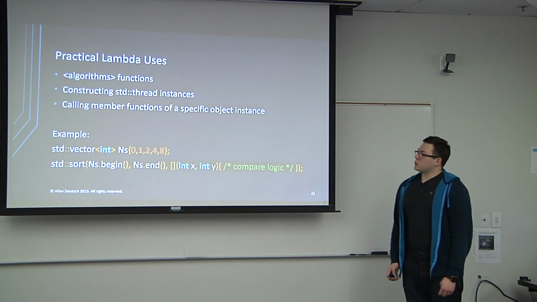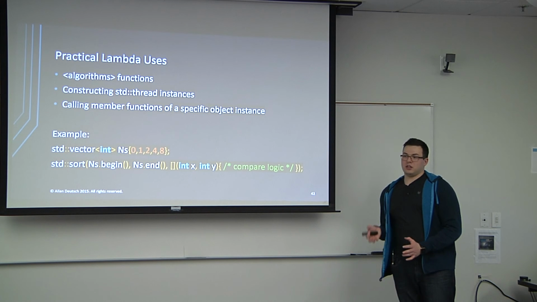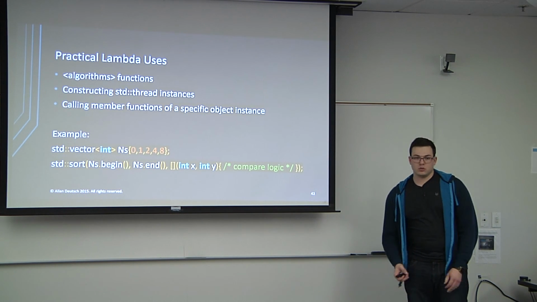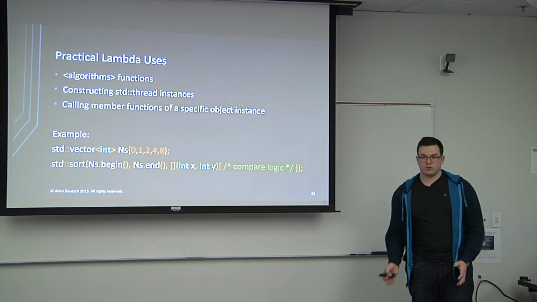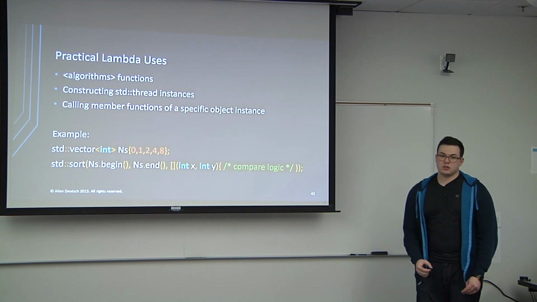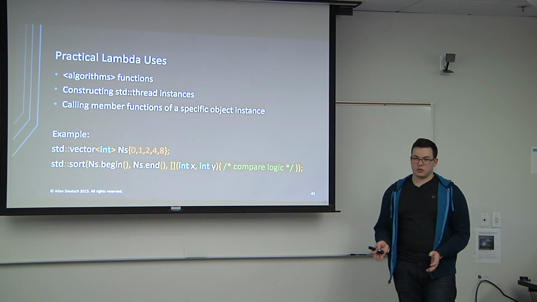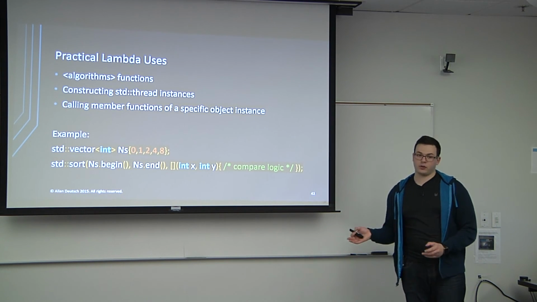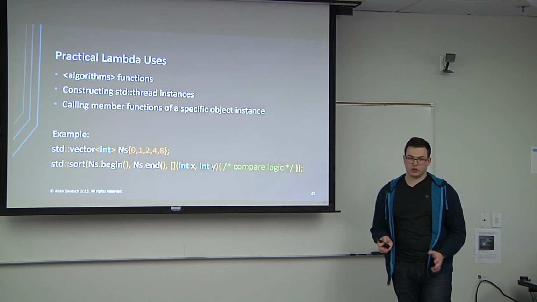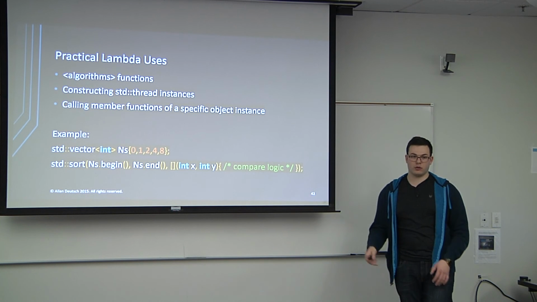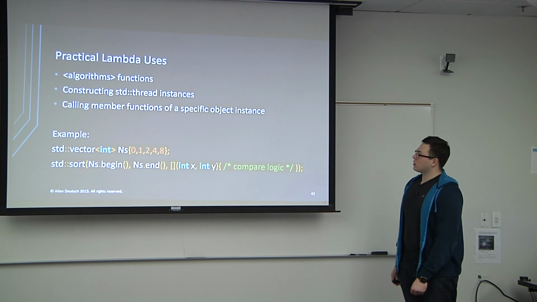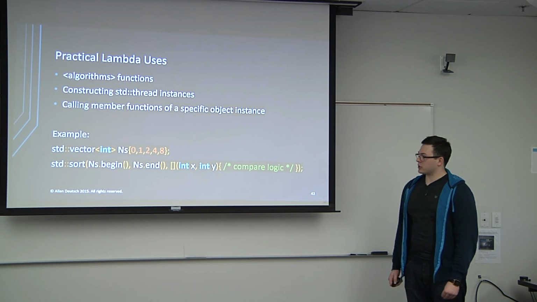Some practical lambda uses that are more common than something like that would be things like algorithm functions, where you need to use a custom comparator object for sorting a vector or other container. Constructing thread instances: the way a standard thread works is you have to pass it a function to run on that other thread. And so you can actually use a lambda function as what you want to initialize it with if you just have some simple logic that you want running in a different thread. You can also use them to call member functions of a specific object instance.